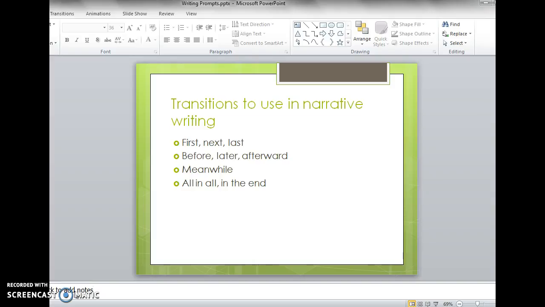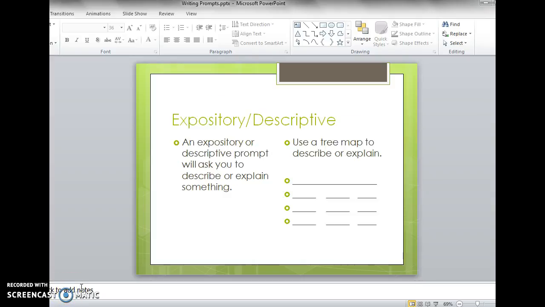The final type of writing that you might be asked to do is expository or descriptive writing. Expository has the word expose in it. It just means that they want you to make something clear through your writing. Descriptive has the word describe in it. They obviously want you to describe something.